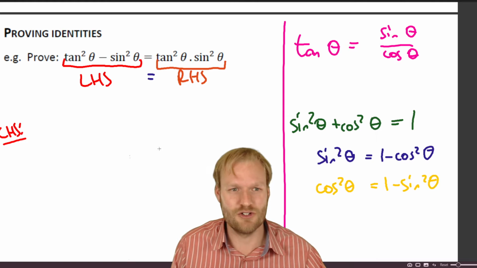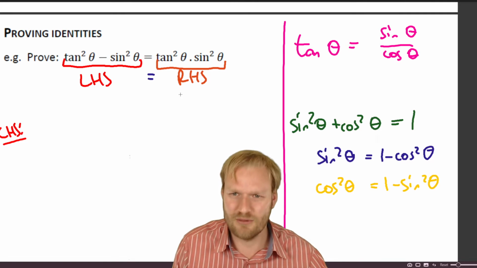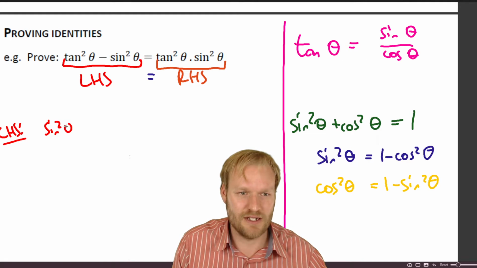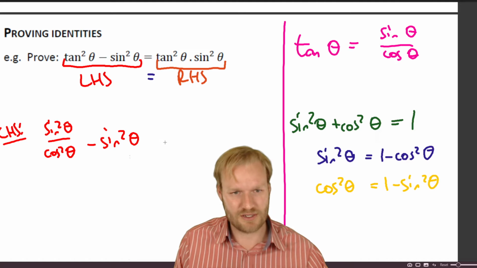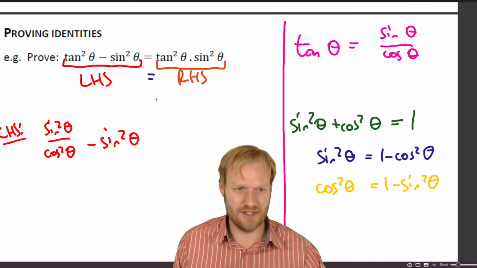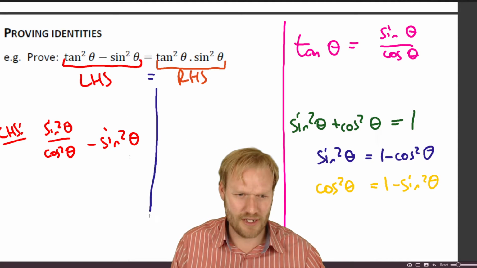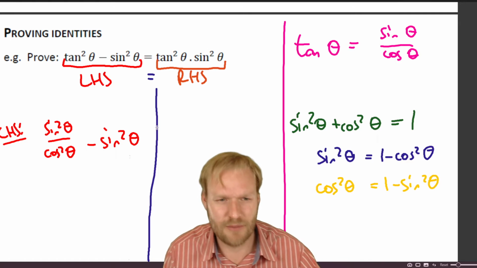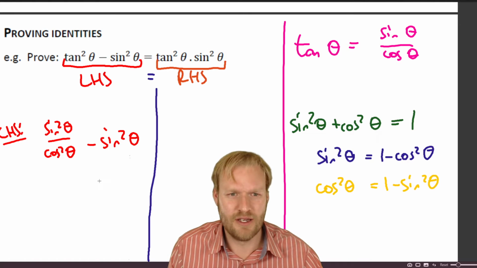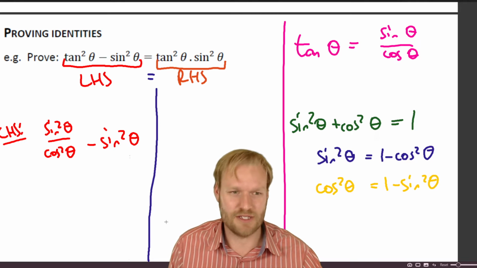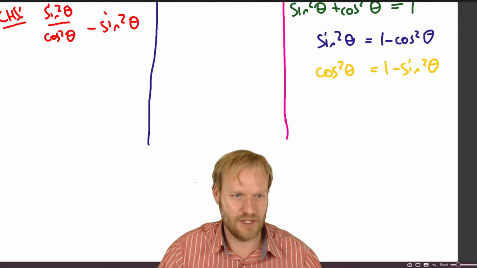For this one, I'm going to guide us through the process. The left-hand side I'm going to choose to do: tan squared theta, I know I can write that as sine squared theta over cos squared theta, and sine squared theta is just sine squared theta. So that's the left-hand side. I'm going to draw a little line here in case we get stuck at a point, and then we'll change the right-hand side and the two might look the same. But for now, we've got that.